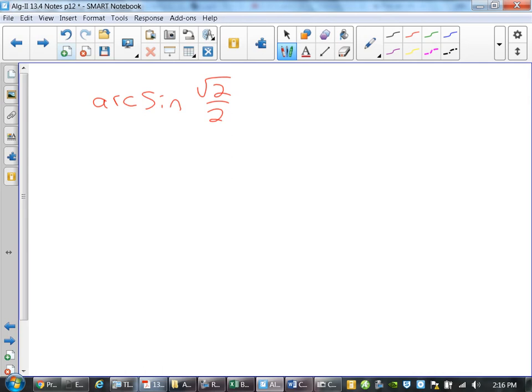Arc sine of root 2 over 2 means the exact same thing as what you did yesterday. What angle has the sine of root 2 over 2? 45. Same thing. I'm adding a little bit of extra to it with the different ways of writing it, and I'm going to do some combination functions as well.